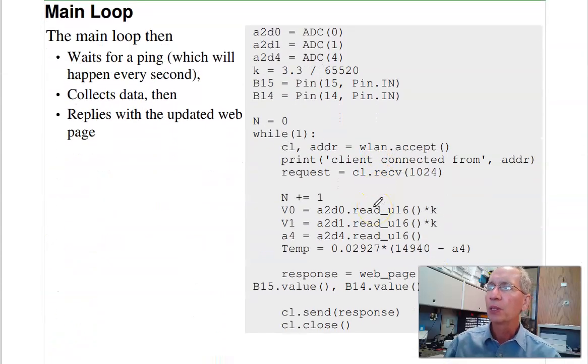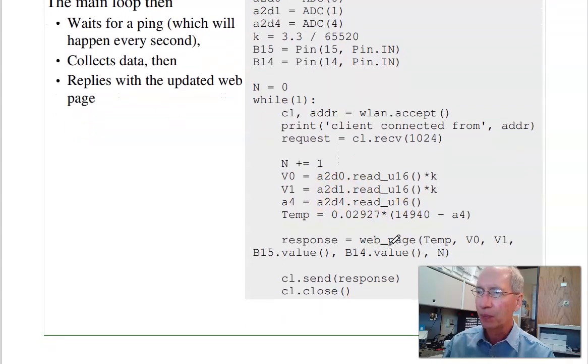Then in the main loop, what I'll do is wait for a ping from another client. Once I get a ping, I'm going to increase my counter, read the voltages, read the temperature of the Pi Pico, call the subroutine web page, passing these parameters, basically inserting these into the web page, respond to the other client with the updated web page, and then close the connection.